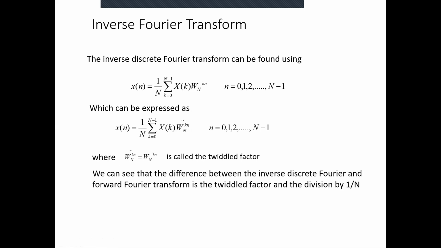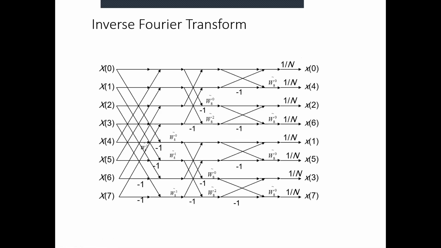Now, to determine the inverse Fourier transform, again we follow the same approach as in the calculation of the fast Fourier transform, except each W will be replaced by W conjugate, and the final stage will be scaled by 1 over N.